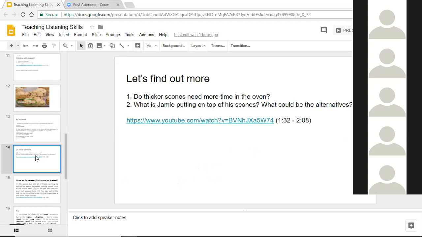Well, I want to continue and let's find out more. The next question is, the scones, his cookies, they can be thin or thick. Thin, thick. Do you know the words? Like a piece of paper is thin. A book, an encyclopedia, is thick. So this is thin. This is thick. Do you know the words thin and thick? Yes.